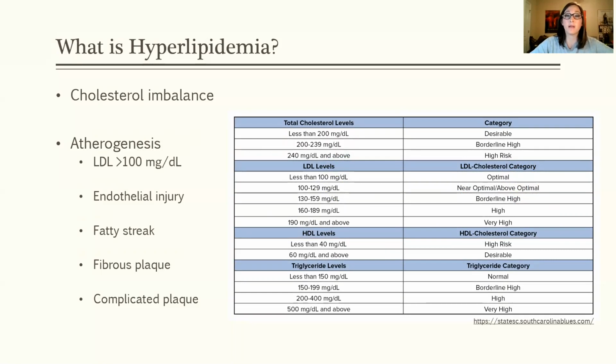Complicated plaques can then rupture, and they don't always, but they can. And this can result in a life-threatening health problem for individuals.